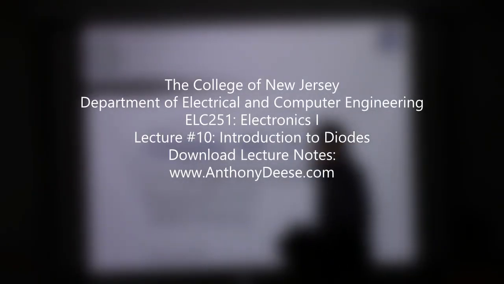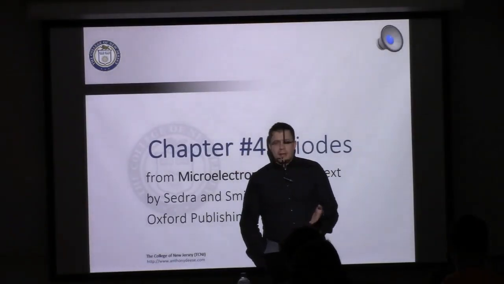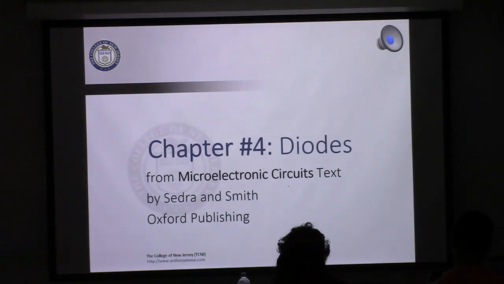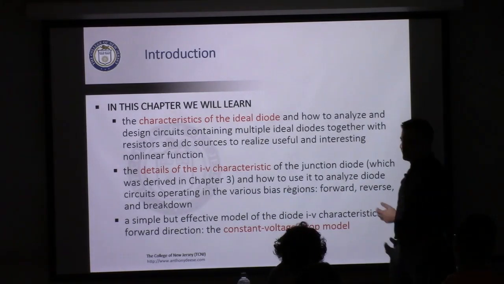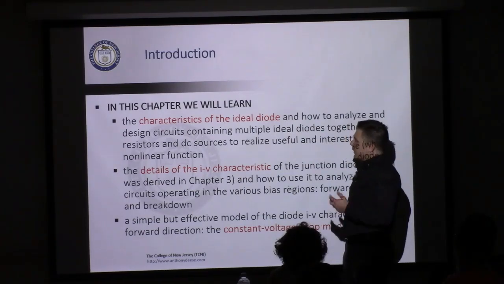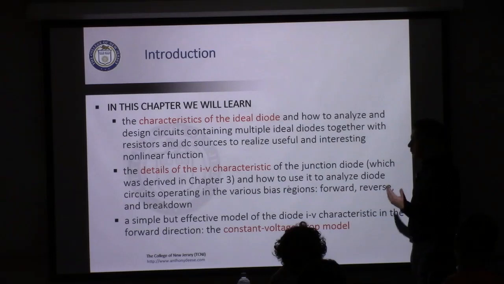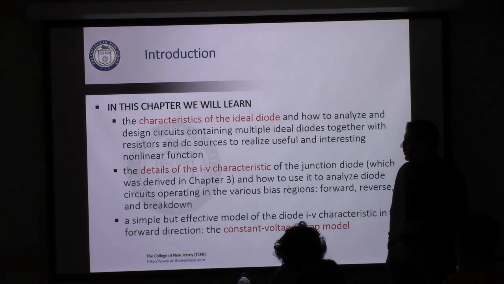Like I said a second ago, we're going to dive into Chapter 4 now, which has to do with diodes. Really the same component as a PN junction, but now we're going to be looking at it from a larger, more circuit-based, big picture view. So in this chapter, we're going to learn about the characteristics of an ideal diode and how to analyze, as well as design circuits that contain one or more diodes together with resistors and DC sources, and we're going to use those to solve problems.